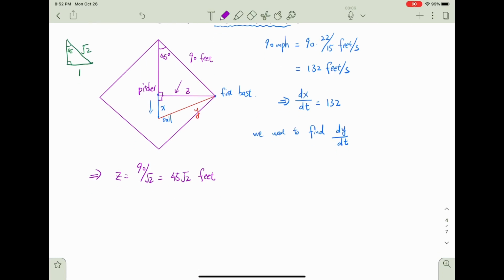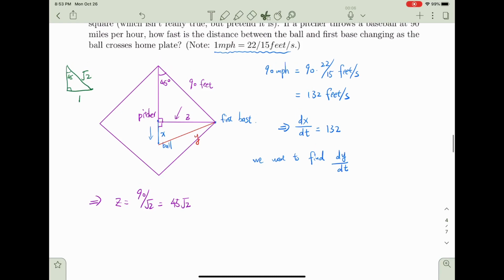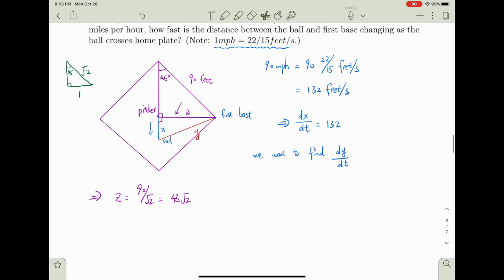Let's just ignore the unit for a second, because we're going to compute this. We don't have to use the unit right now. We can state that in our conclusion just for convenience. Okay, so we know that z is equal to this, right?